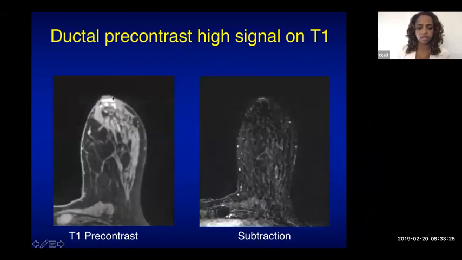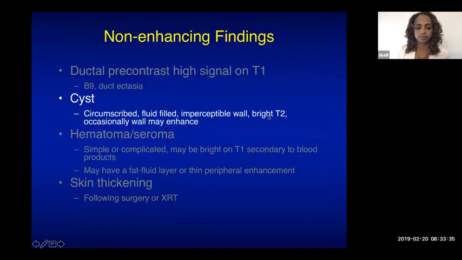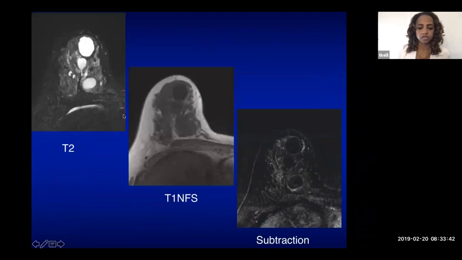Here's another example. The T1 images showed bright ducts, but when you do the subtraction, there's no real enhancement. Cysts are other findings which are usually non-enhancing, and they're circumscribed and fluid-filled. You might occasionally have peripheral enhancement, especially if the cyst is inflamed, but the center should not be enhancing, and the walls should be thin and imperceptible. So this is a benign finding.